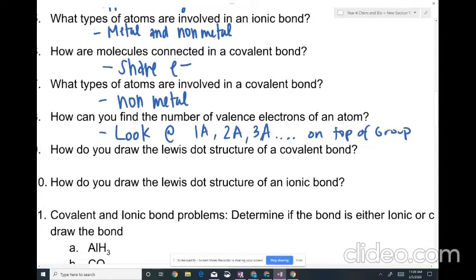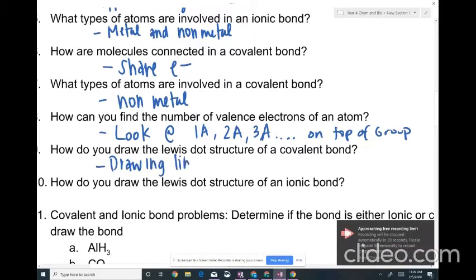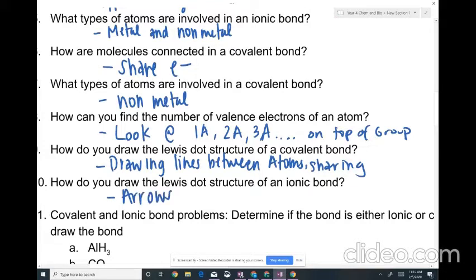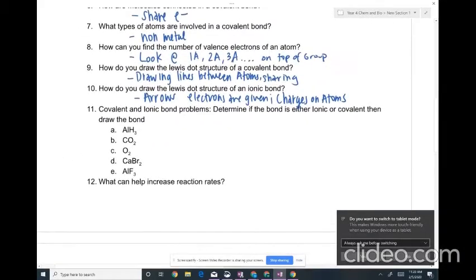In a covalent bond, we are drawing lines between atoms, and we're representing sharing. That's a big thing: you need to be able to represent the sharing. In an ionic bond, we're going to be doing arrows, and that shows that electrons are given. The super important thing is, with ionic bonds, don't forget the charges on the atoms, because that is going to be the biggest deal.